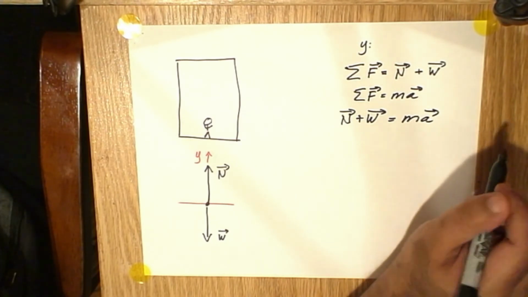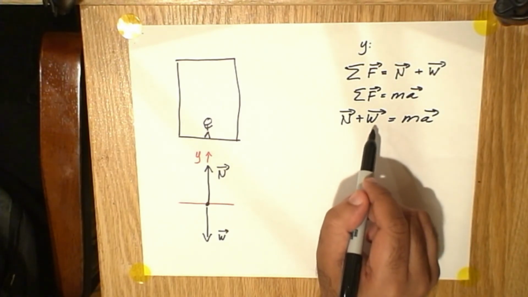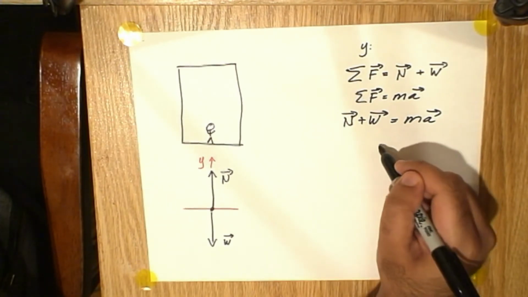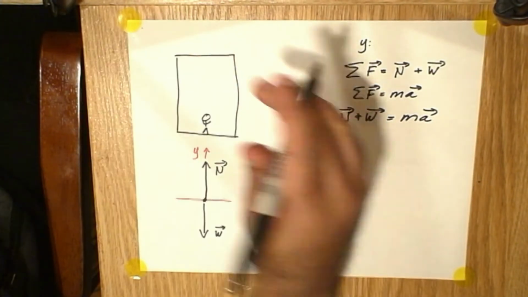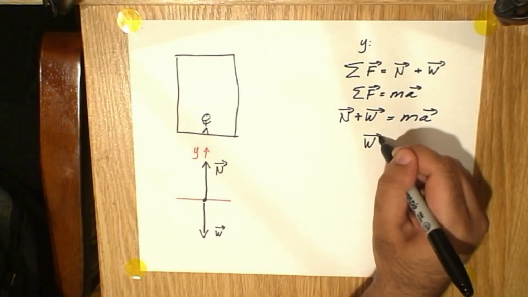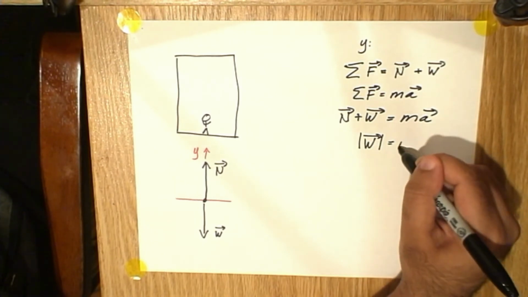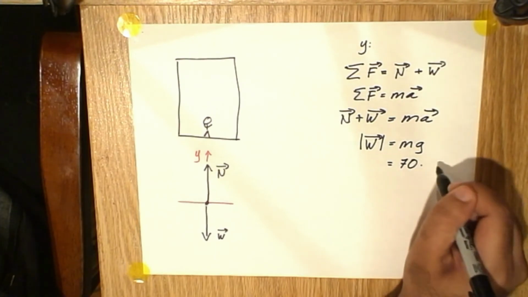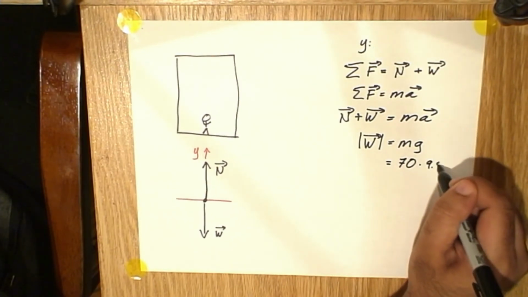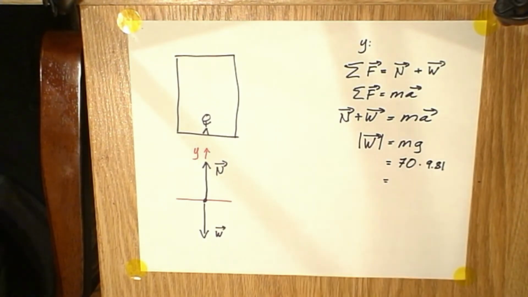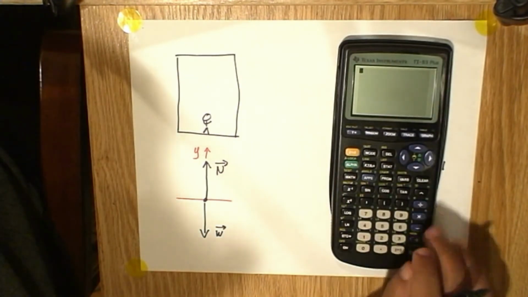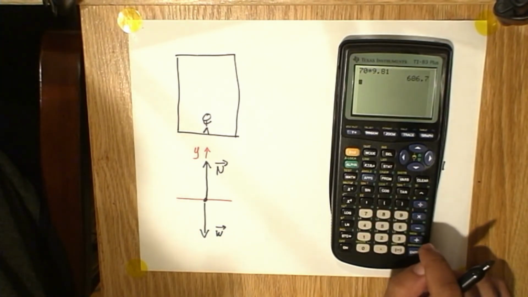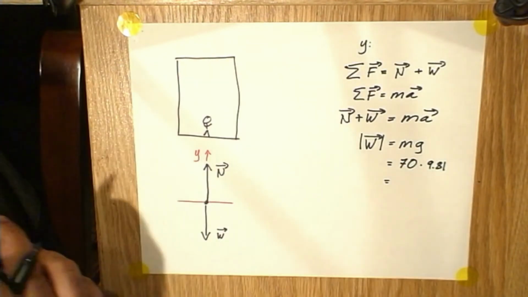Now the problem we run into is we don't know what the weight force is just at this moment, so we need to calculate that out. Let's start. The weight force is calculated as mass times gravity. The mass is 70 kilograms times gravity, which is 9.81 meters per second squared. So 70 times 9.81 gives us 686.7 newtons.